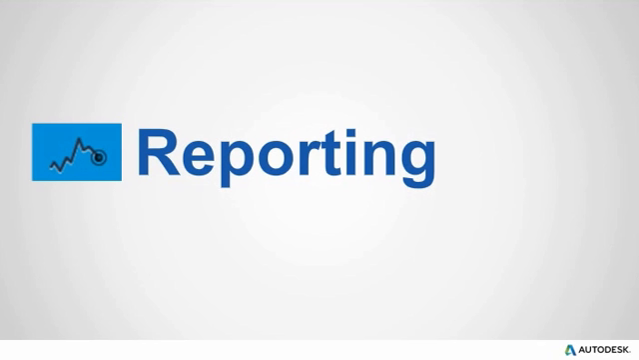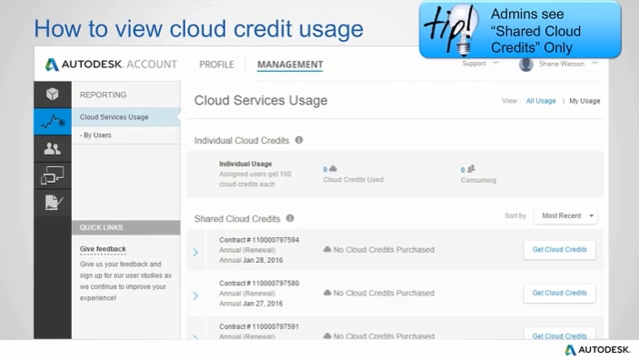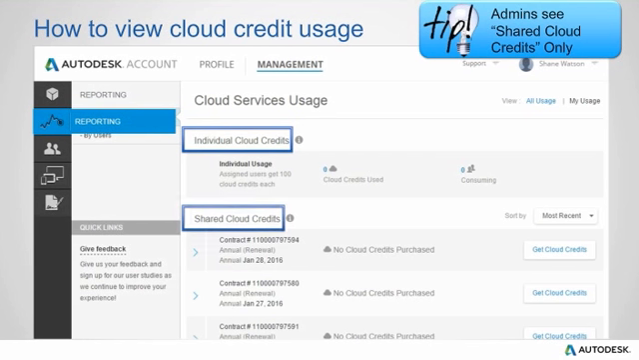Contract managers, software coordinators, and users have access to reporting. Users can see their individual cloud credit usage. It's the 100 allotted cloud credits that every user receives. Admins can also see their own individual cloud credits, plus the usage of shared cloud credits. Shared cloud credits are the ones that the company would have purchased to be shared by all users.